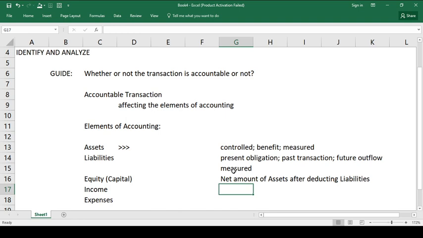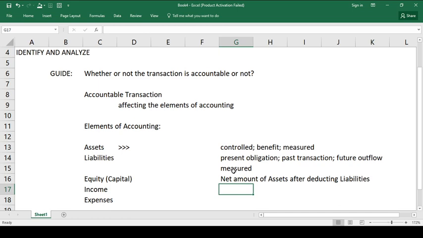Because after deducting the total liabilities from the total assets, what remains is the equity. And that equity is what is owned by the business owner. It means this is the only contribution he really made. This is the only asset coming from his own pocket. Naiintindihan? Okay? So, once we say equity, we can simply say that it is the net amount of assets after deducting liabilities, or simply the remainder of the total assets after deducting any liabilities.